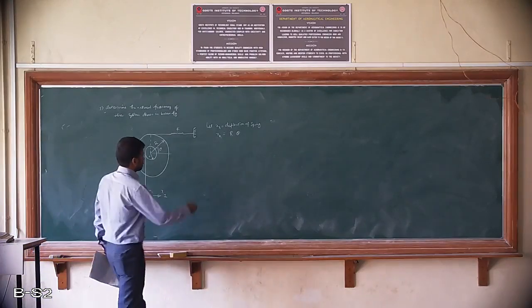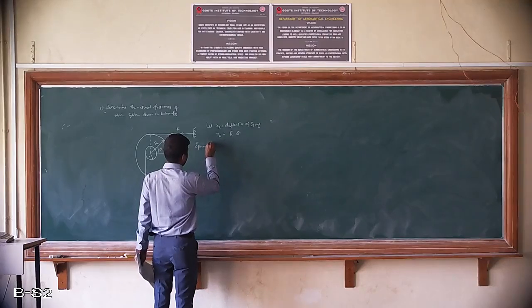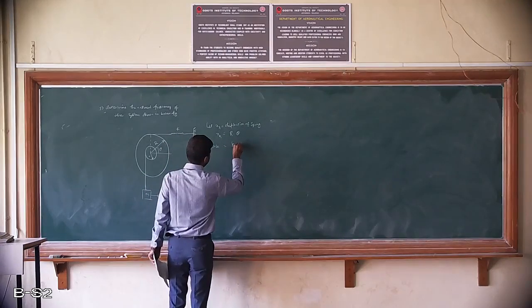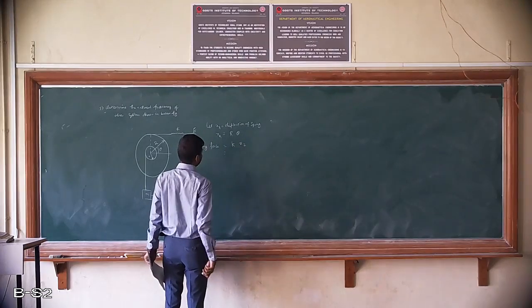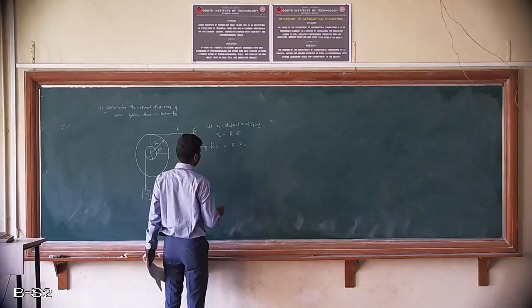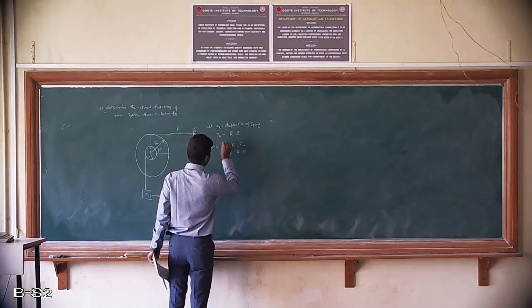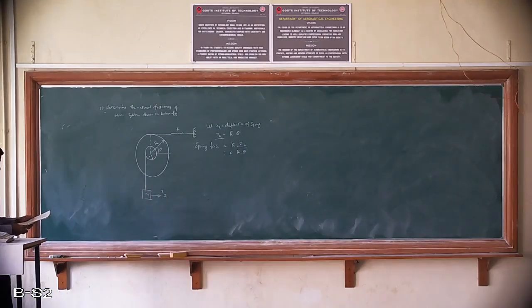So therefore, what is the equation for spring force? K into x2, that is stiffness into the deflection of the spring, gives the spring force. So it is K into R into theta, because we know the value of x2. Therefore spring force is given by K into R into theta.